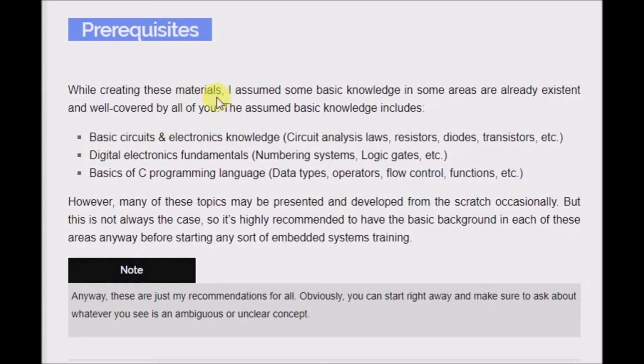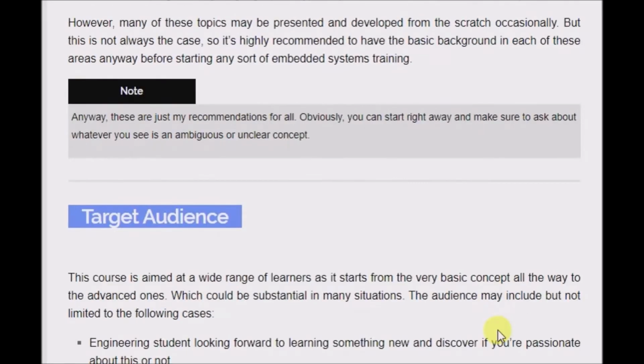Prerequisites. While creating these materials, I assumed some basic knowledge in some areas is already existent and well covered by all of you. The assumed basic knowledge includes basic circuits and electronics knowledge, circuit analysis, laws, resistors, diodes, transistors, etc., digital electronics fundamentals, numbering systems, logic gates, etc., basics of C programming language, data types, operators, flow control, functions, etc. However, many of these topics may be presented and developed from scratch occasionally, but this is not always the case, so it's highly recommended to have the basic background in each of these areas anyway before starting any sort of embedded systems training. Note, anyway, these are just my recommendations for all. Obviously, you could start right away and make sure to ask about whatever you see is an ambiguous or unclear concept. Target audience.